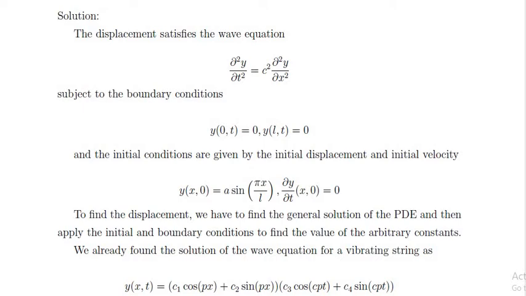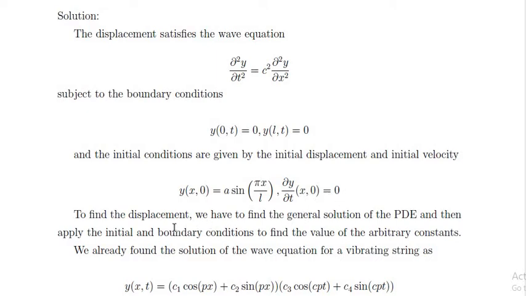For solving the above problem, first you write the wave equation: ∂²y/∂t² = c² ∂²y/∂x². Next, you write the boundary conditions. Boundary conditions are y(0,t) = 0, y(L,t) = 0, because the string ends are L distance apart. Next, we will write the initial conditions. Initial velocity is given as 0 and the initial displacement is given. That is y(x,0) = a sin(πx/L), and initial velocity ∂y/∂t at (x,0) = 0.